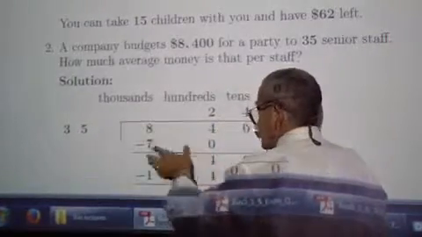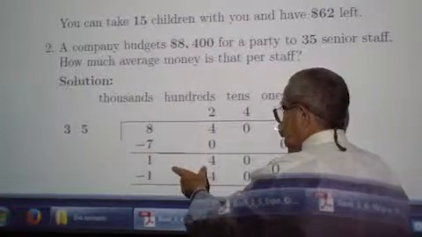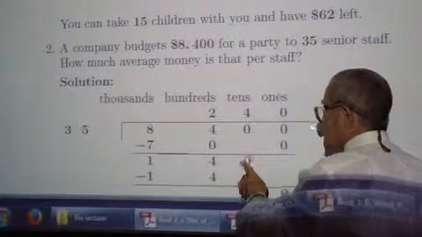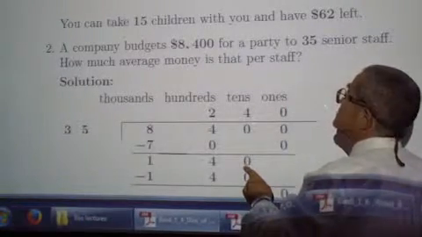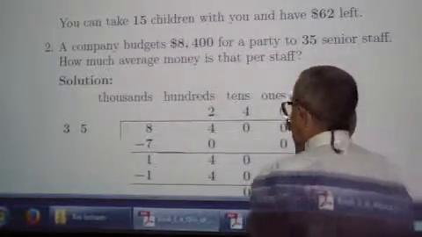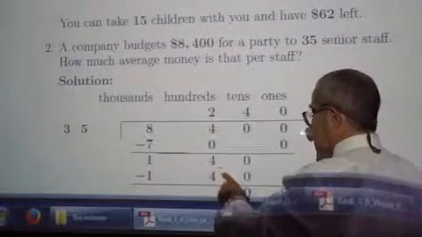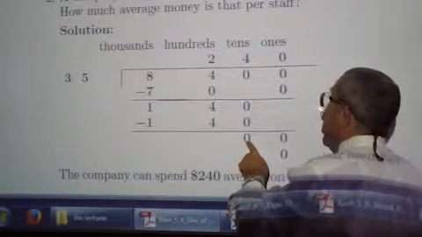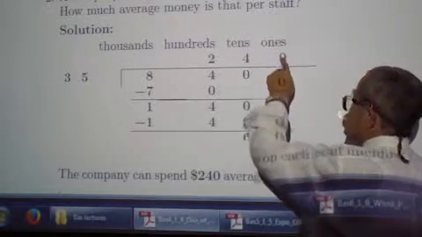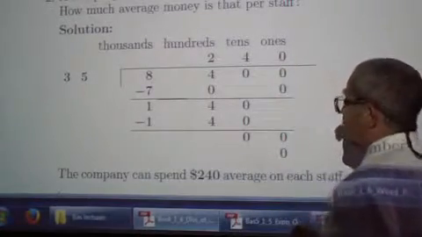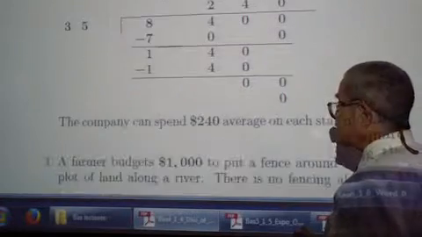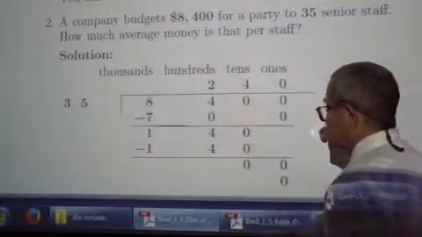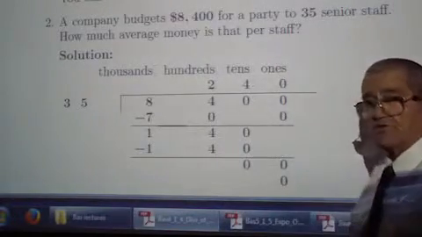2 times 35 is 70. Subtract 70, you're left with 14. You haven't worked with the tens yet. Working with the tens, take down the next digit, which is 0. How often can you subtract 35 from 140? 4 times. That gives you 140 exactly. You need a digit here. That's a 0. You cannot subtract anymore. So how much could you have spent on the average for each of your staff members? $240. You want to copy this if you don't have it already?